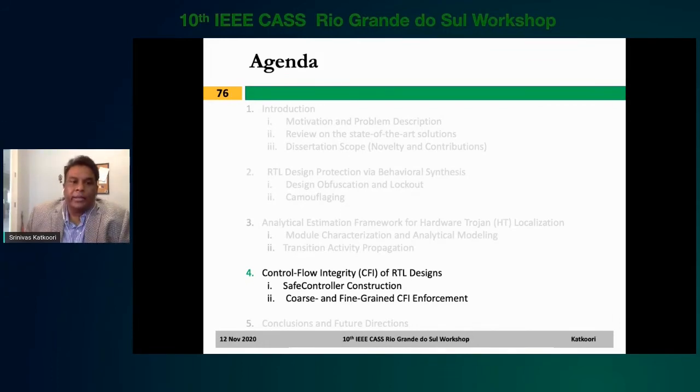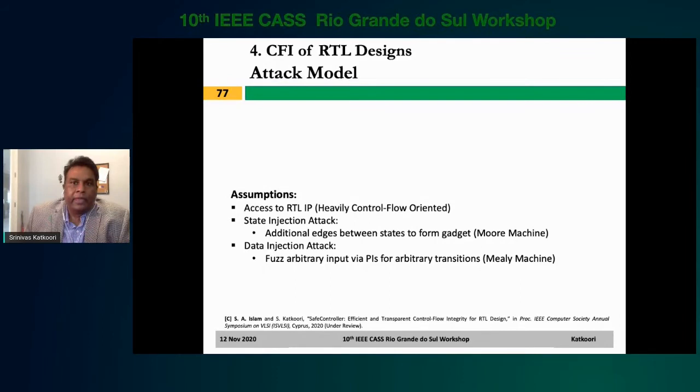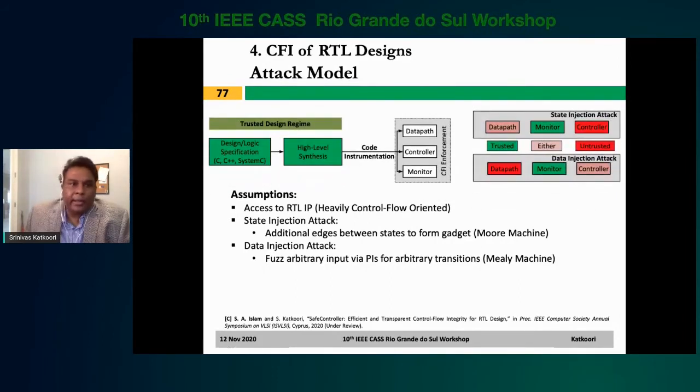For control flow integrity, here we are showing the attack model. The attack model is that you are in a trusted regime until high level synthesis, and then later you could be attacked. The attack could be through state injection, in other words somebody could create new states or new edges between states. Or it could be through a data injection attack, where you put arbitrary input via the primary inputs for arbitrary transitions.